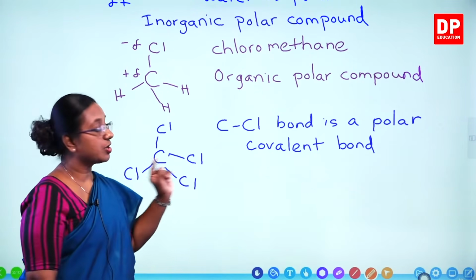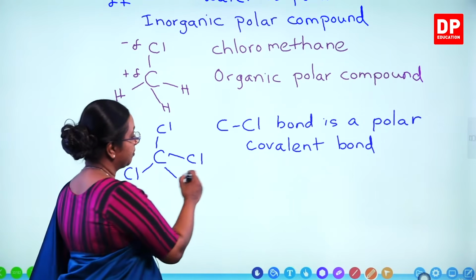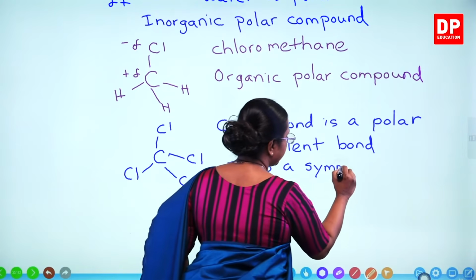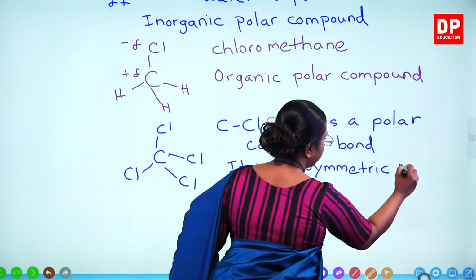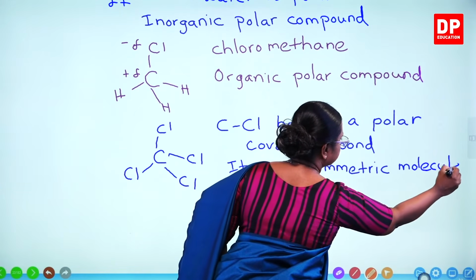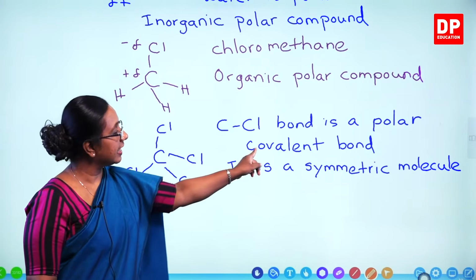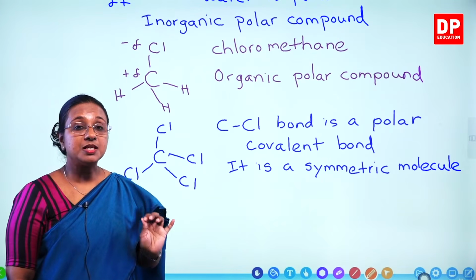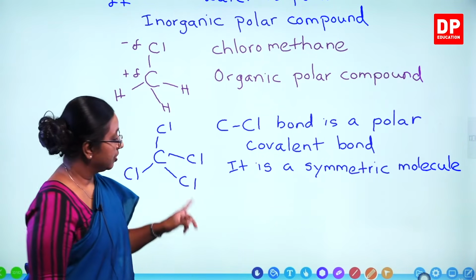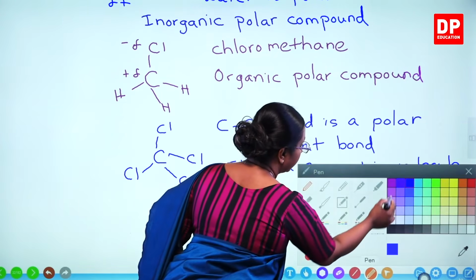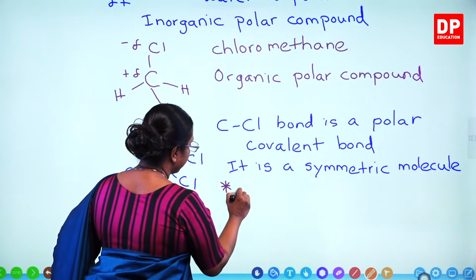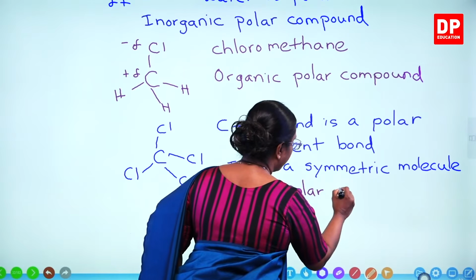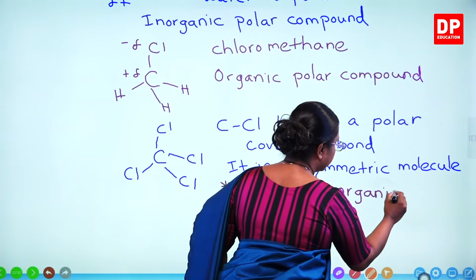We call these types of molecules symmetric molecules. So when a molecule that has polar bonds becomes a symmetric molecule, that becomes a non-polar compound. So here you have to remember: non-polar organic compound.